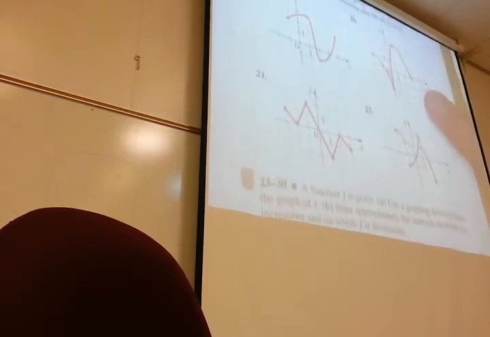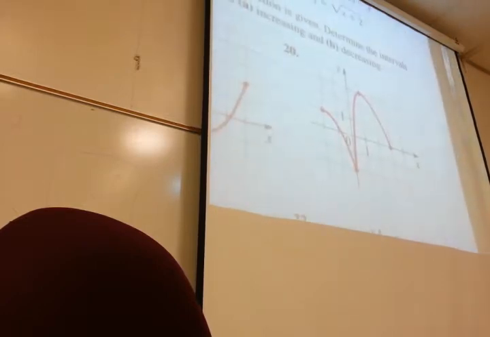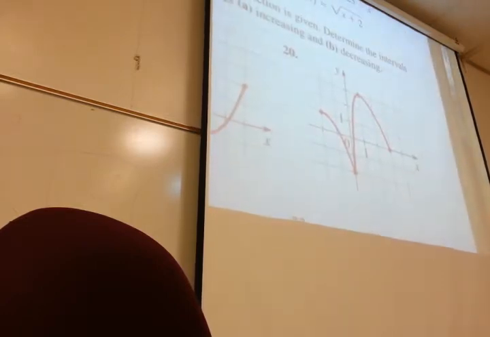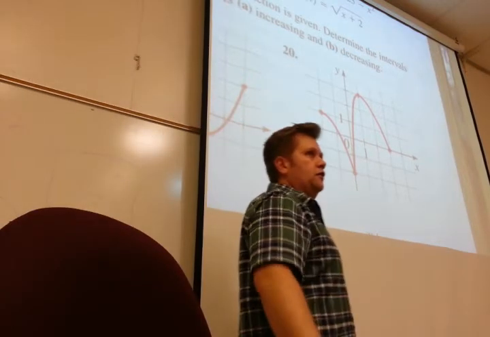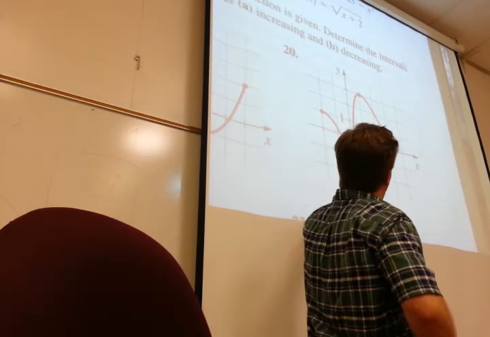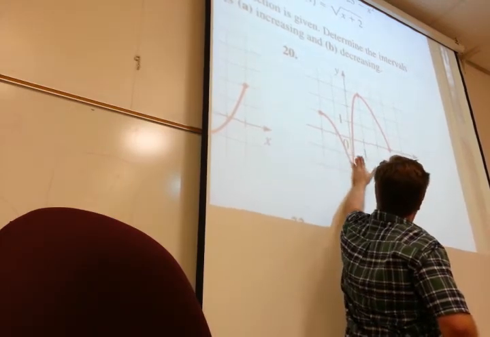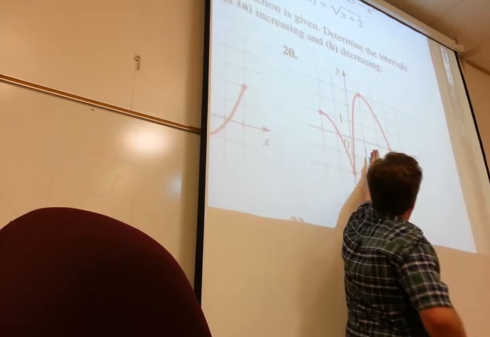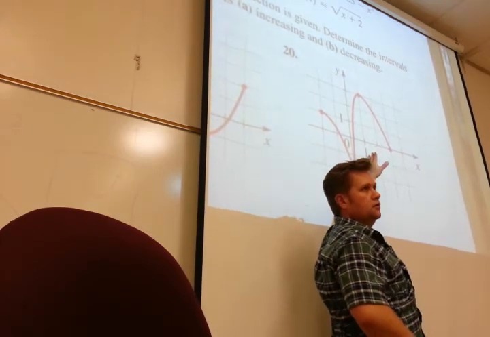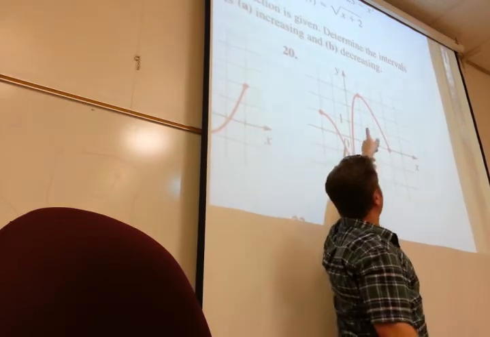Like number 20, for example. Where's it increasing, decreasing? So where's it increasing? Let's do that first because it only increases in one interval. 0 to 1. Yeah, it's not negative. It starts increasing at x equal to 0 and then stops increasing at 1. So from 0 to 1, it's increasing. I don't include those because those are turning points.